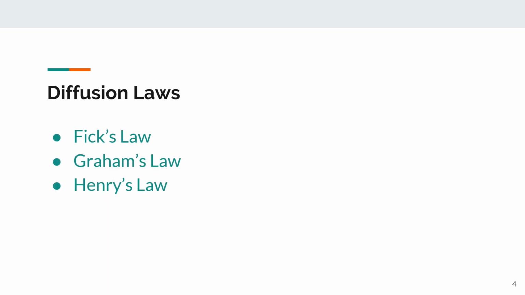Alright, so we have different laws, again, that affect that diffusion. We have Fick's law, Graham's, and Henry's law. And these are also explained in your Egan's textbook, around the 250s pages, like 254 is one of them. And then it's also explained in Desjardins, which unfortunately I don't think you guys have yet.